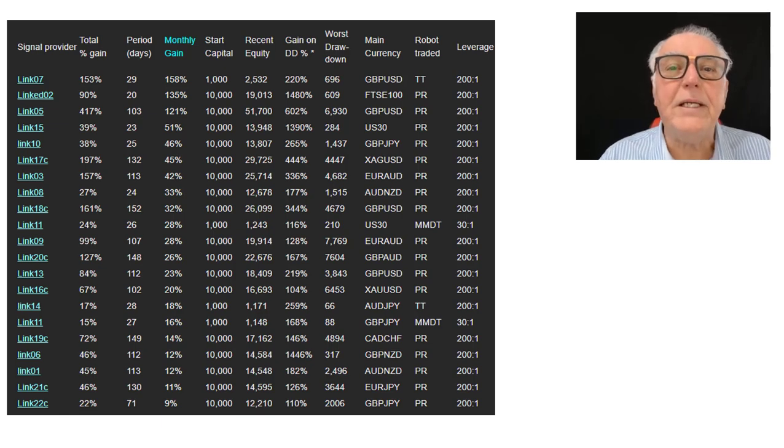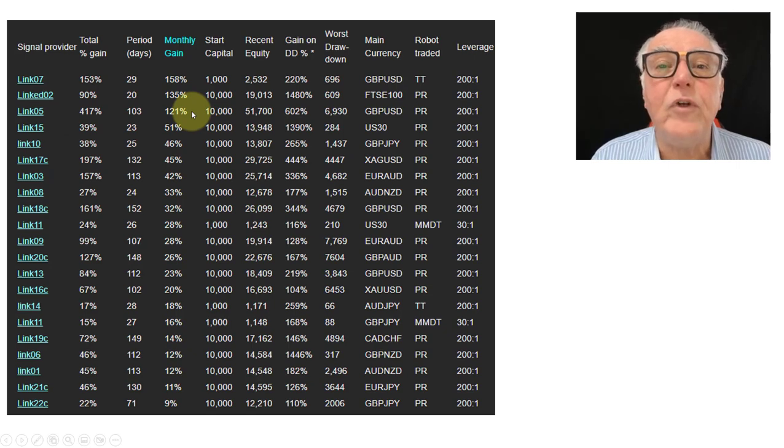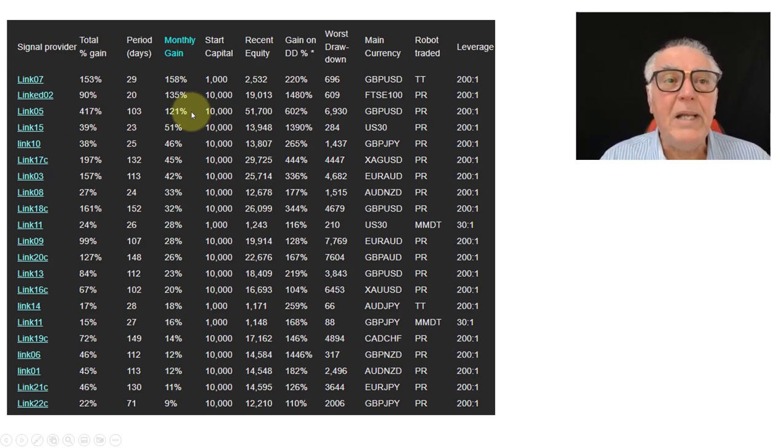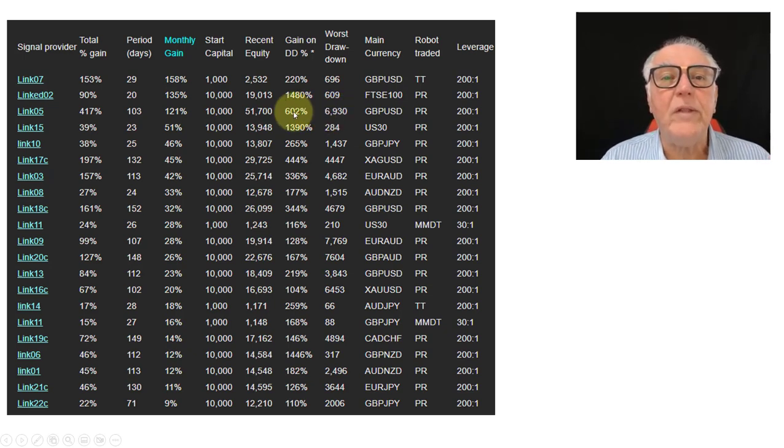Now, here's a practical example. Here's a list of the traders that we're making available for you to link your account to. Let's say you like this link 05 trader, and this trader is making 120% return in a month. The trader is using a $10,000 account, but the trader is quite risky. There's quite a big drawdown, so you're not very comfortable with following the trader as is trading at the moment.